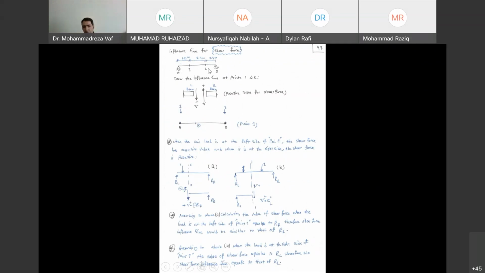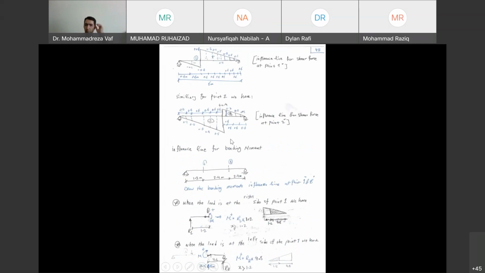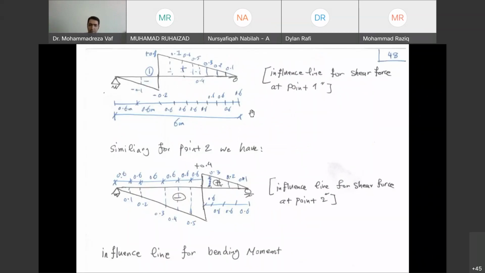When the load moves to between 2 and B, then your shear force equals the support reaction at point A. So again, based on the support reactions influence line at point A and at point B, you can easily calculate the shear force influence line at point 2. So what this diagram is basically telling us is that if you're interested to know how much the shear force at point 1 is when the load passes from point A to B, you need to look into this diagram.